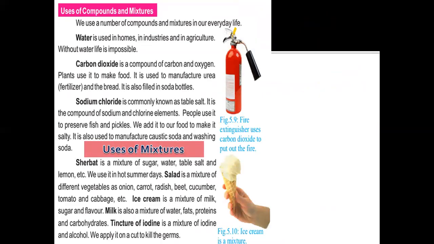Now we will see some uses of compounds, dear students. Here we see, first of all, the uses of compounds, then we'll see uses of mixtures as well. If we see the water, we know that that is the universal solvent as well as the universal compound, because it is the need of every living organism for different purposes and for living as well. So it is used in homes, industries, agriculture, like for growing crops as well, and without water life is impossible.